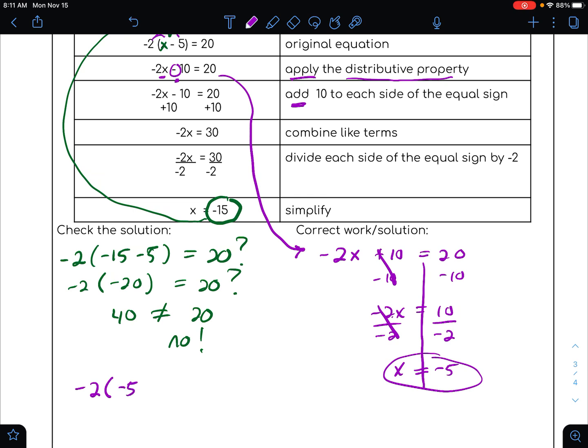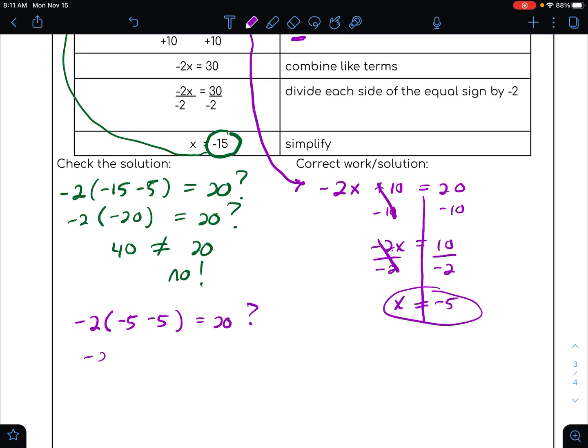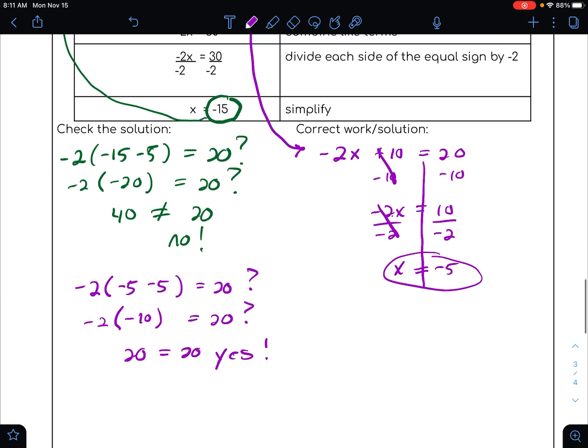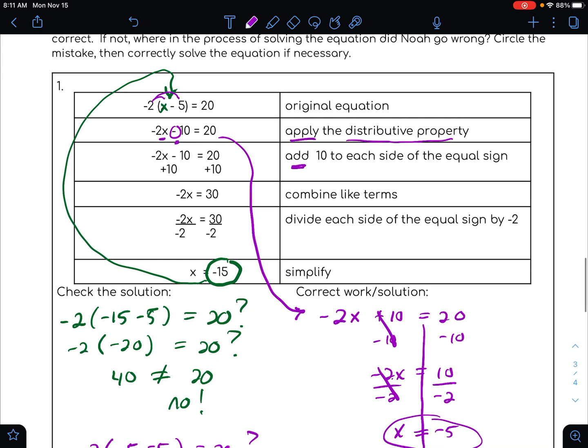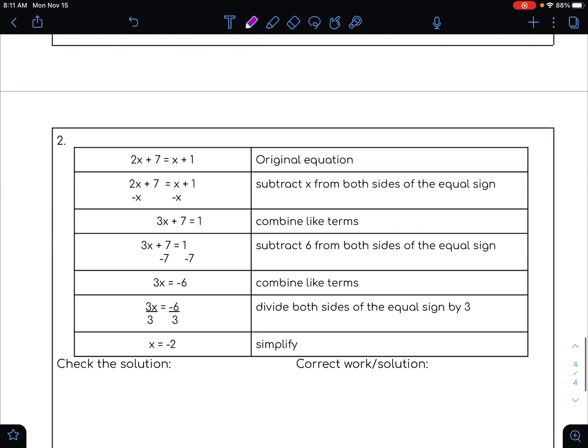Let's just confirm that over here. If I put negative 5 in for x, does that equal 20? Negative 2 times negative 5 minus 5. Negative 5 minus 5 is negative 10, and negative 2 times negative 10 is 20. So yes, you can see that that works. A little mistake there, but it ended up with a different solution. So it didn't create an equivalent equation if you make that mistake.